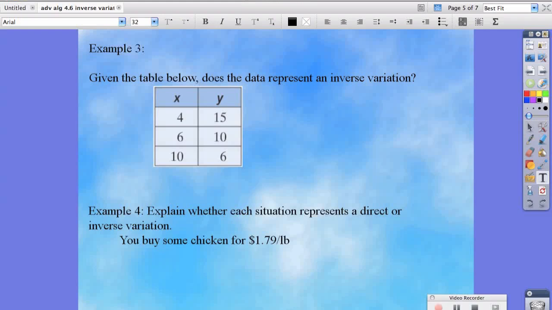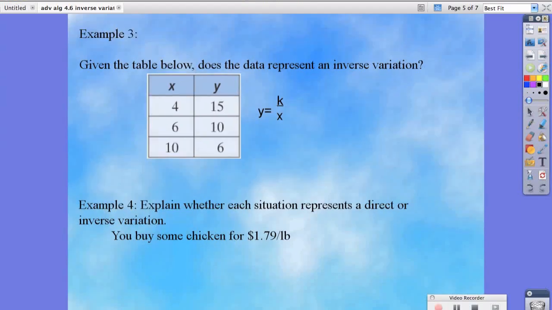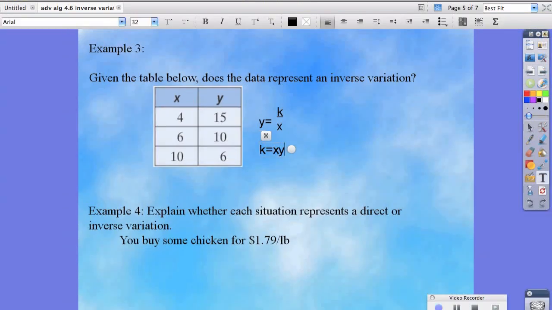It says, given the table below, does the data represent an inverse variation? Now, remember, in order for us to find the inverse variation, we're going to need to use the formula, y equals k divided by x, and we're going to need to do that for each of these pieces. In order to do that, we're going to take these values, since we know x and y but no k, and we're going to say k equals xy. And we're going to do that for each line.